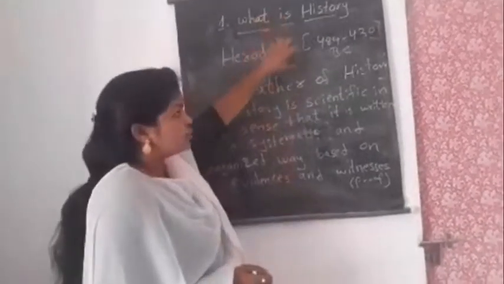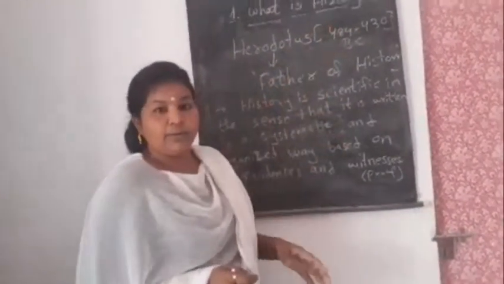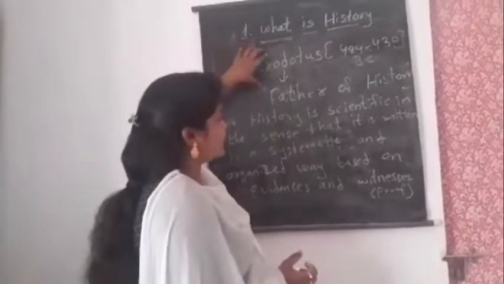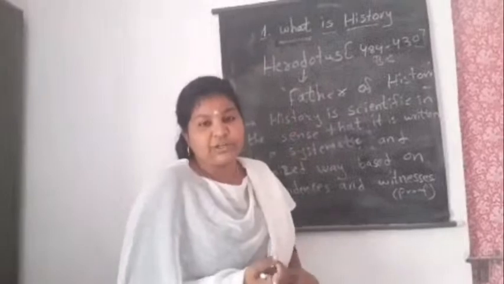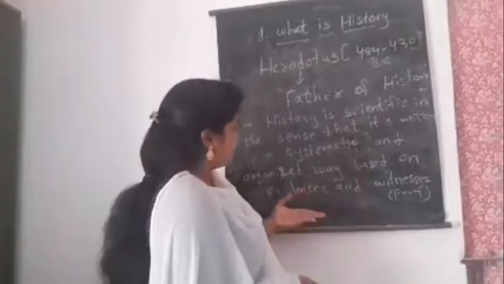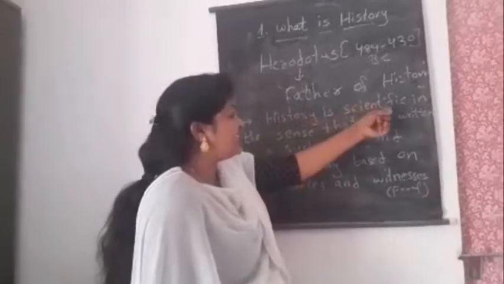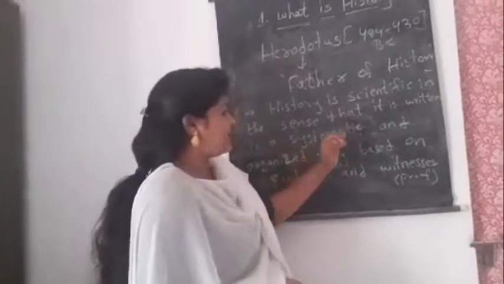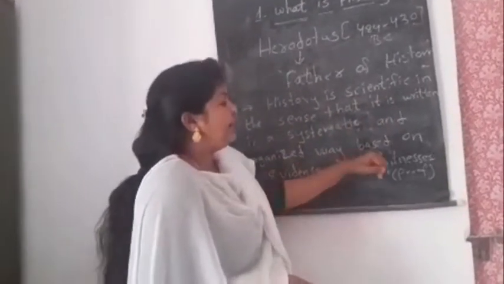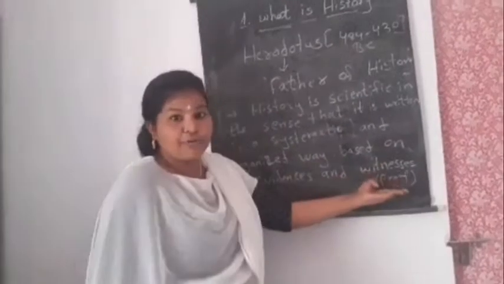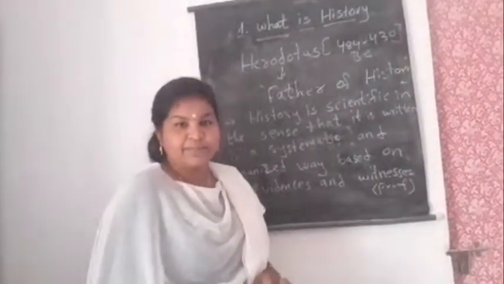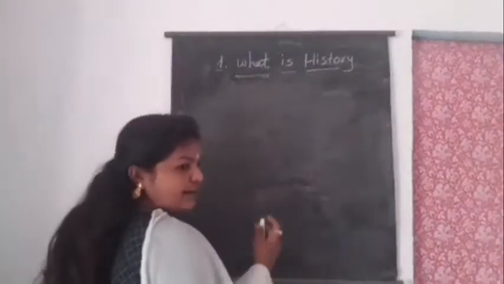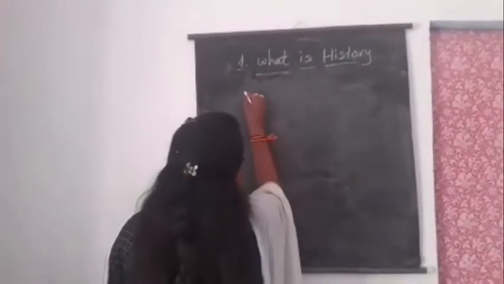Okay, and two historians define history. History father Herodotus and one of the historians, A. L. Rowse. This is a very important point. History is scientific in the sense that it is written in a systematic and organized way based on evidence and proof or witnesses. Clear? Then we are discussing the next subtopic. Now we are discussing the scope of history.